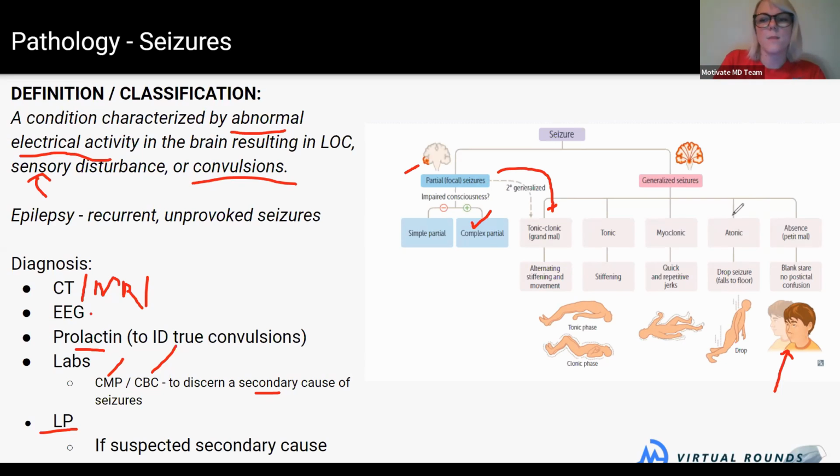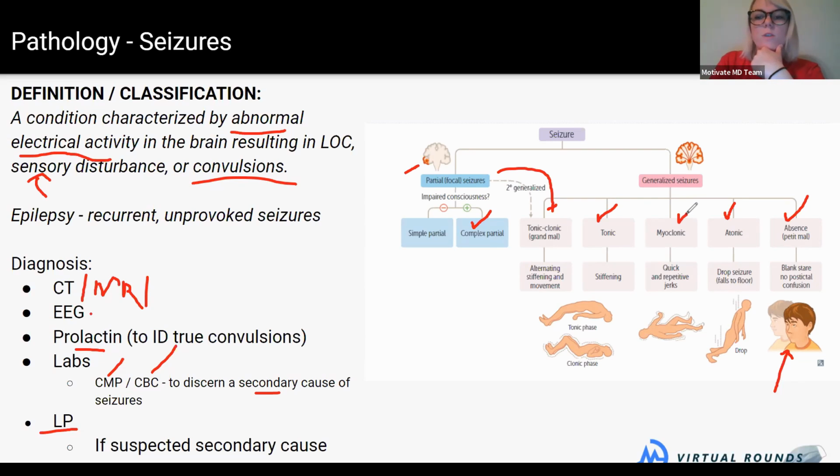Another type is atonic. Another word for that is a drop attack. Sometimes we see that in children where they're just normal and then they drop, and they get atonic, meaning they lose tone from their body. It's a little bit opposite of the tonic-clonic seizure where they get real tense and tight. The counterpart to that is the tonic seizure, where they just get tight. They don't get that shaking, but they stiffen up.